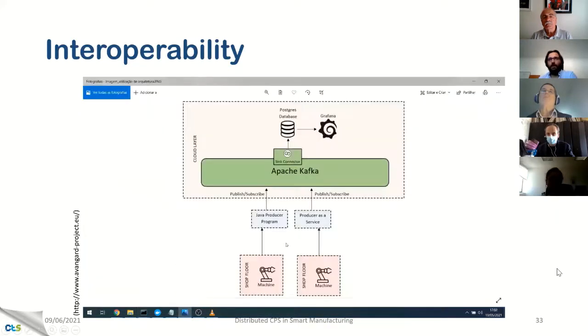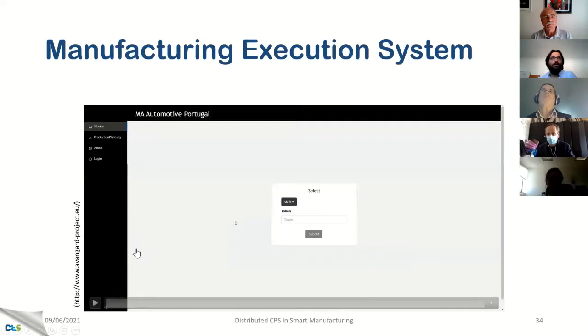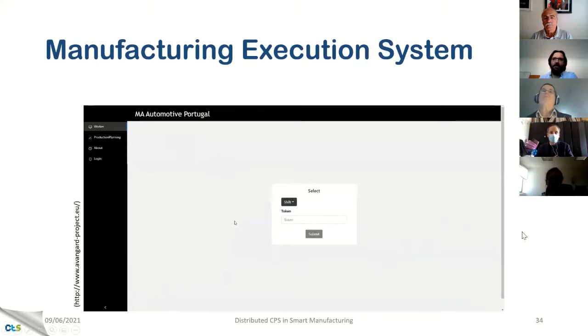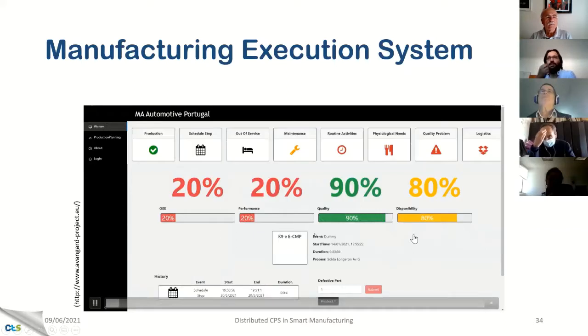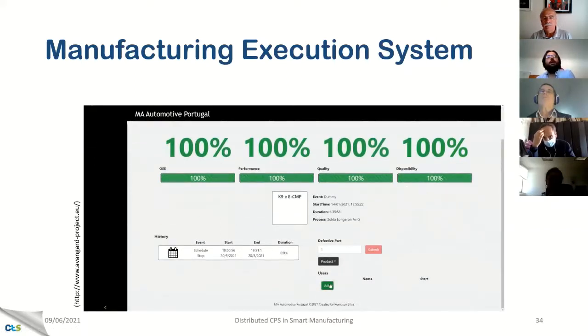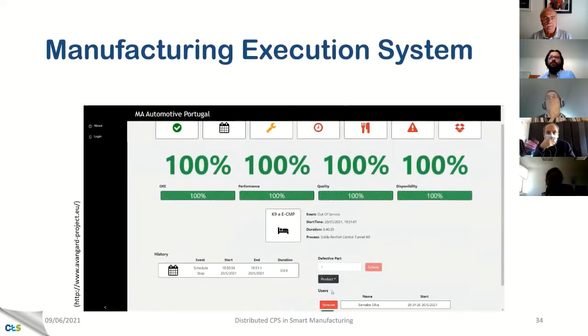Another experiment we did, we are currently deploying this in a factory in the north, in Valença. This is an Italian company that has a factory in the north. It's from CLN Group, is Magneto. Basically, they make components for automotive industry.